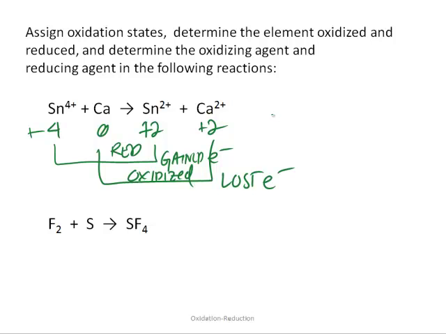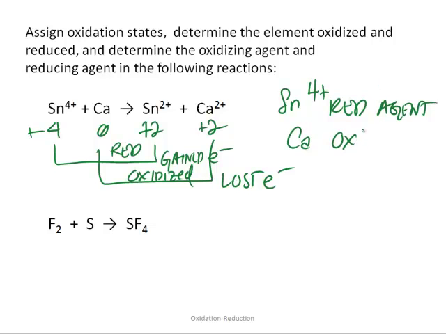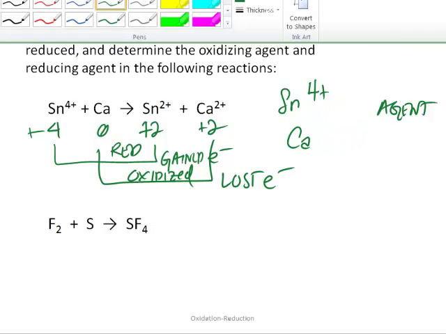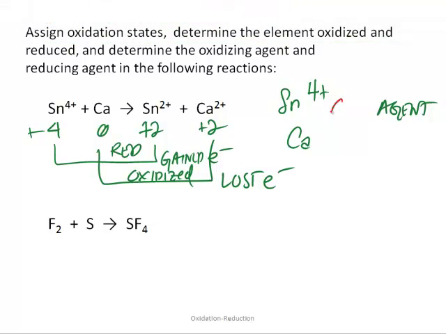And then, of course, the reverse is true for the agents. Tin is my reducing agent, and then calcium is my oxidizing agent. Oh, excuse me, I made a mistake again. Tin is my oxidizing agent, and then calcium is my reducing agent.